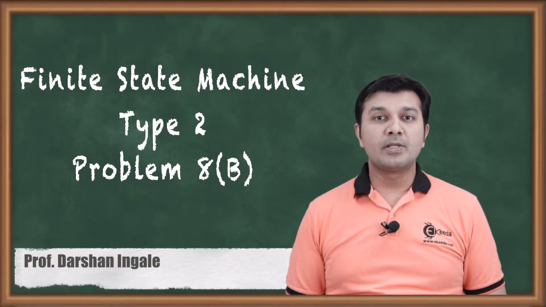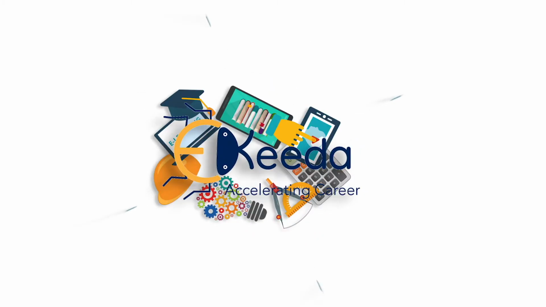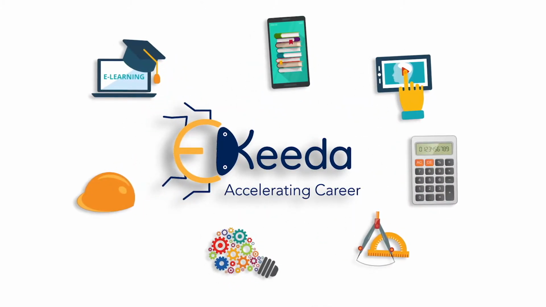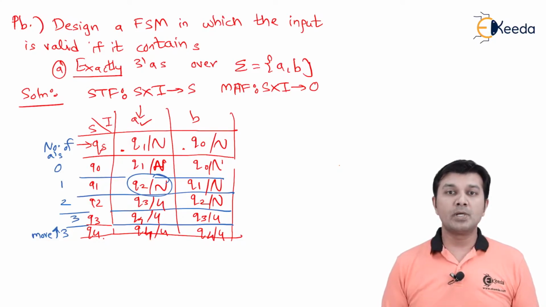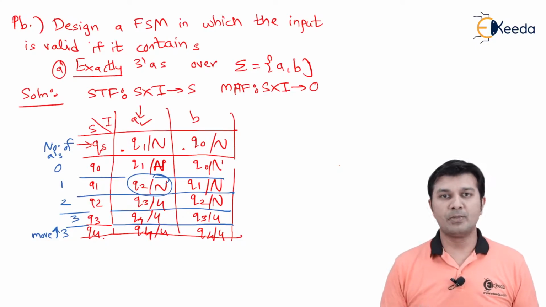Now we are going to complete the last problem of type 2 of finite state machine. Let's get started. This problem is ideally going to be a sub part of the previous problem itself. So let's get to the question.